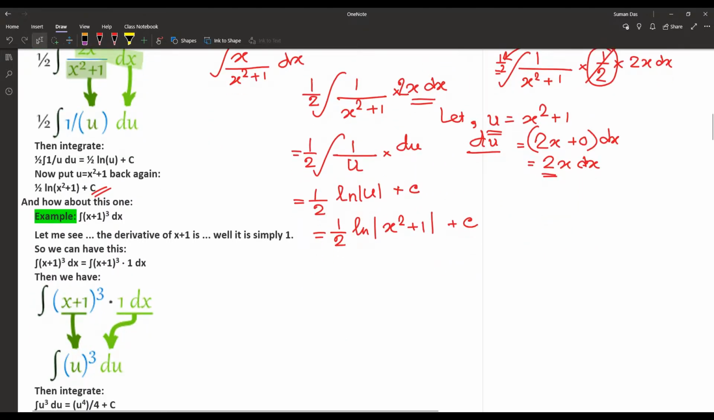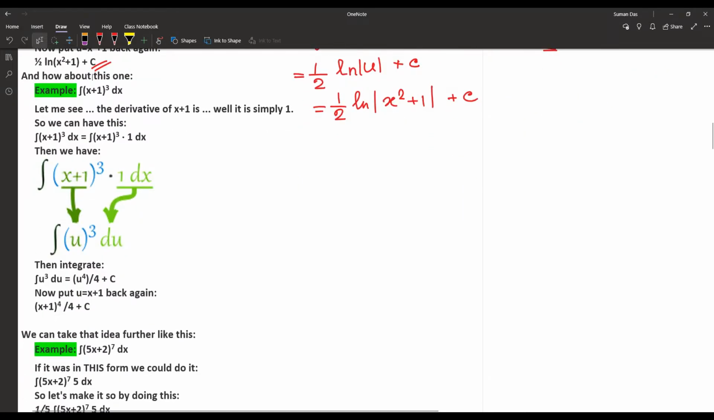Let's move forward to the next problem. Here the problem has been given: integration of (x plus 1) whole cube dx. Now we may solve that problem using two ways. Suppose the first way, not using any substitution method.